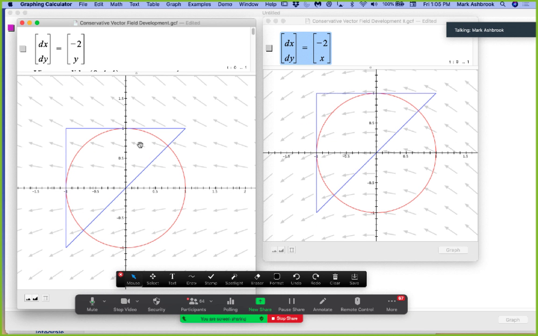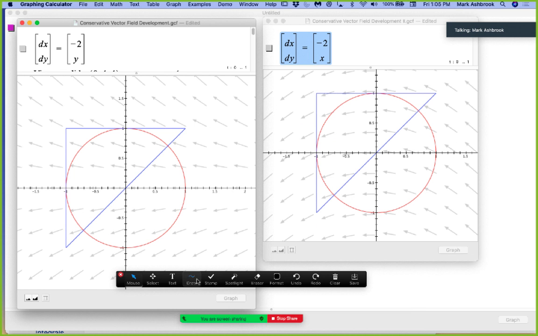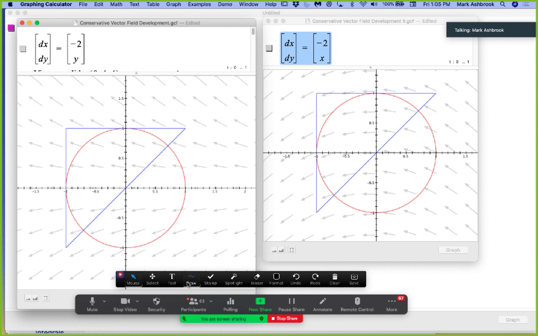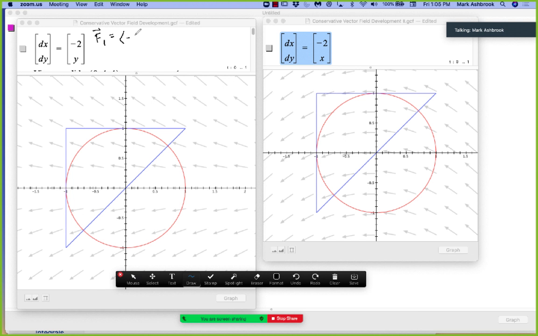Okay. So I'm going to look at two vector fields. This first one is negative 2y, so this is F1, and we'll call that F1. And then F2 is negative 2x. And I'm showing those vector fields with these gray vectors. Do those gray vectors show up? Can you see those gray vectors? Yes. Easy to see? Okay, good.